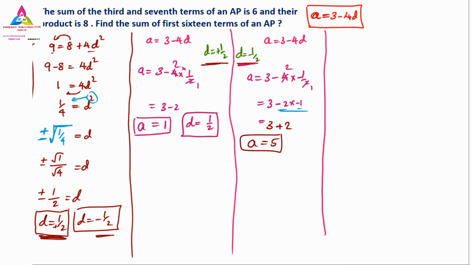When the a value is 5, that is, d is equal to negative half, then the a value is equal to 5. These are the two things: a value is 1 and d value is half. And the next one we got is a equal to 5 and d equal to negative half. This we have to remember. So here we got 2 a values and 2 d values, separately we have to write them down.